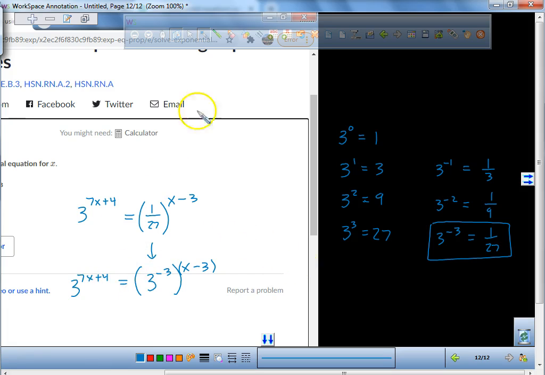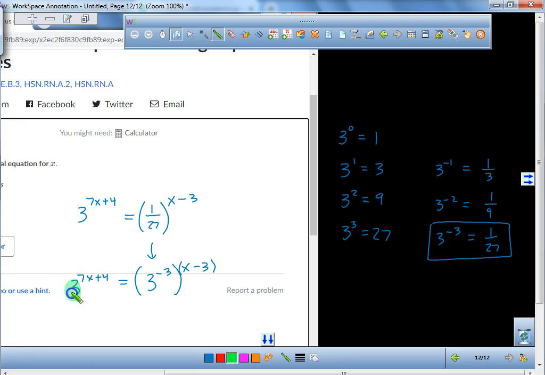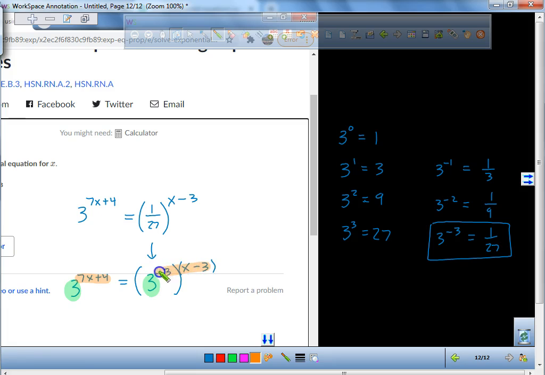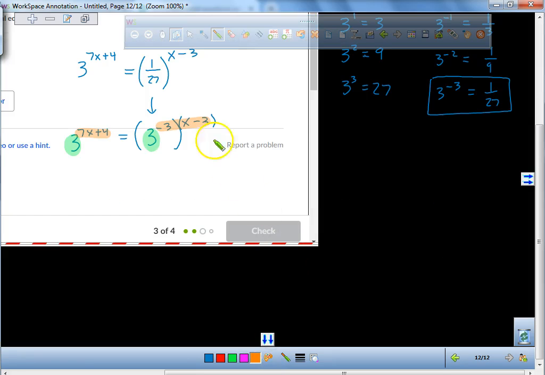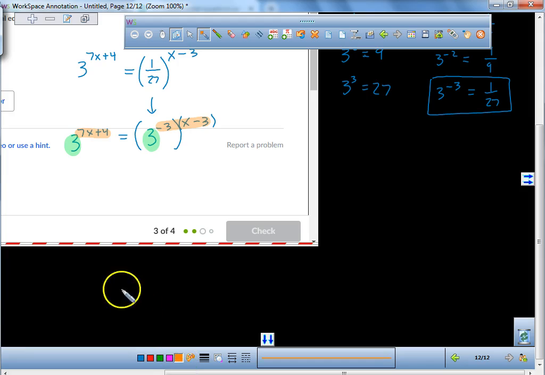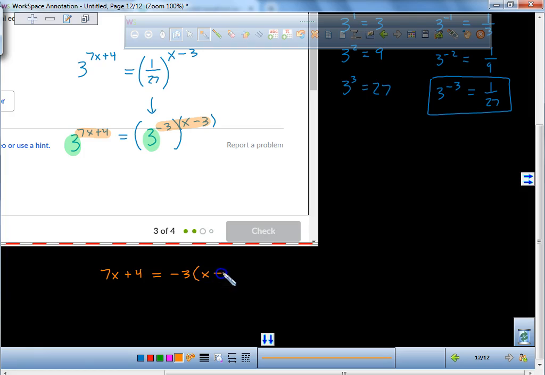All right, now, does everybody now see that I have the same base? If I have the same base, then I'm allowed to take this expression and set it equal to this expression. So that's what I want you to do in your journals right now. I want you to take the 7x plus 4 and set it equal to negative 3, parentheses, x minus 3, close parentheses. So what are we going to have to do? Distribute the what?